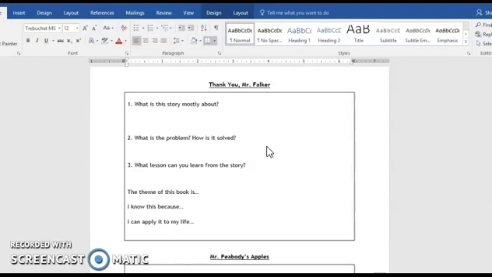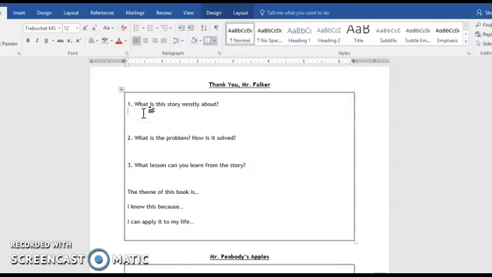So here I'm being asked to write a short summary of what the book was about. So Thank You, Mr. Falker was about a little girl named Trisha who struggled to read, and her teacher, Mr. Falker, spent some time working with her to help her, and in the end, she was able to learn to read.